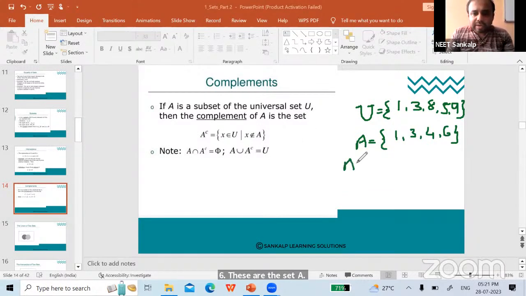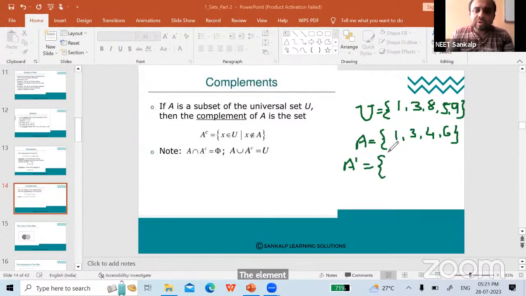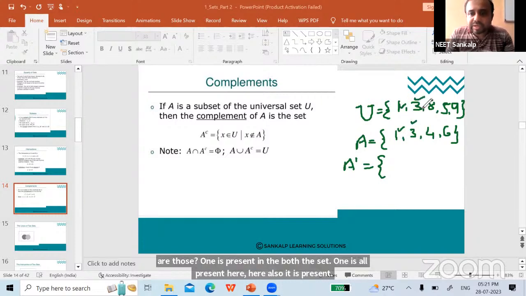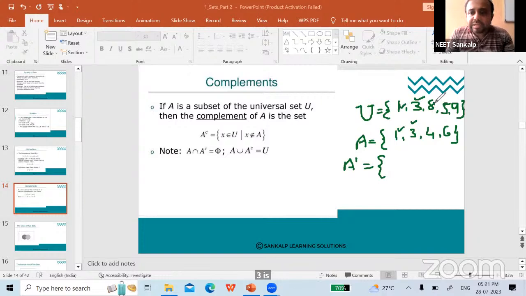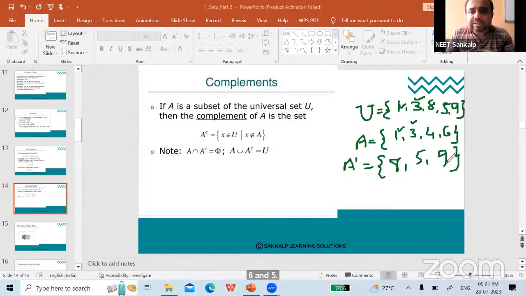A complement means you have to write the elements such that the element should be present only in U, and should not be present in A. What are those? 1 is present in both sets, it is present here and here also, so leave it. 3 is present in both, leave it. And 8 is present in the universal set, that is 8, 5 and 9. So these are the elements of A prime. Okay, so this is the explanation for that.